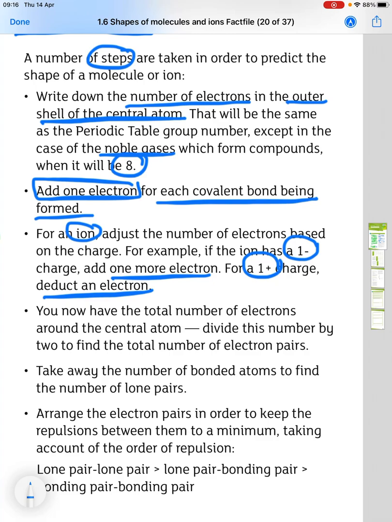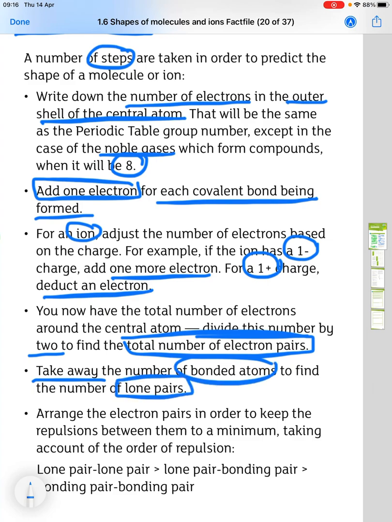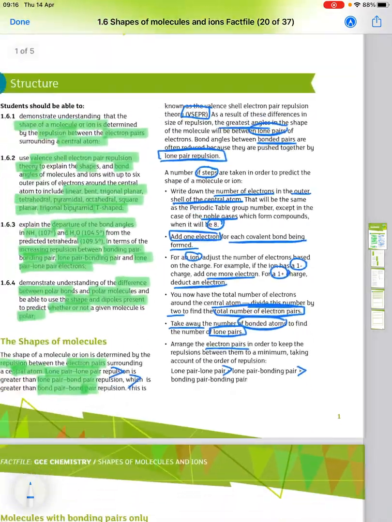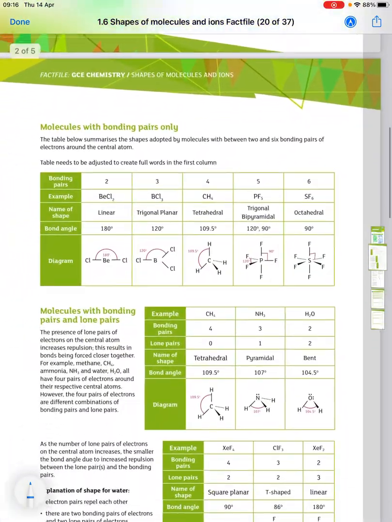You now have the total number of electrons around the central atom, so you divide this number by 2 to find the total number of electron pairs. Then you take away the number of bonded atoms to find the number of lone pairs. And then you simply arrange the electron pairs in order to keep the repulsions between them to a minimum, taking account of the order of repulsion. So lone pair to lone pair is greater than lone pair to bonding pair, which is greater than bonding pair to bonding pair.